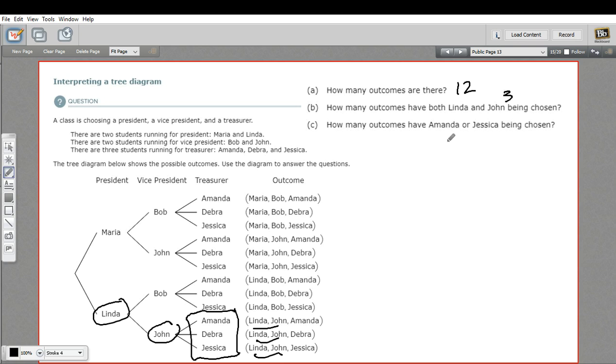And C says, how many outcomes have Amanda or Jessica being chosen? That's a slightly harder question. And I think what I would do is just circle the Amanda and the Jessicas. And what you'll see is that gives us 2 out of 3 of these. So there's 1, 2, 3, 4, 5, 6, 7, 8. 8 out of the 12. That's the same as 2 out of 3. So that makes sense. So there are 8 outcomes that have Amanda or Jessica being chosen.